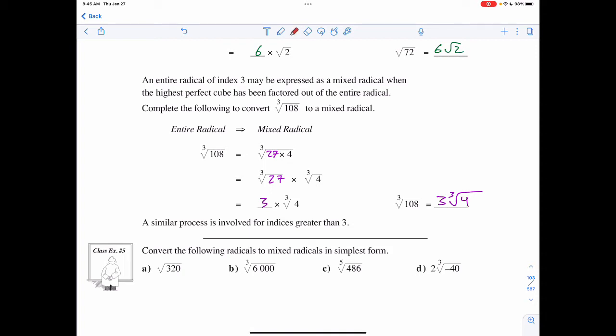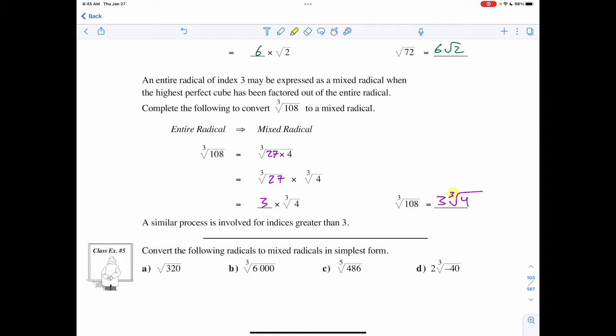Please, please, please don't forget to write the index at the end here. It is amazing how many people will lose marks or get it wrong because they always just write the square root symbol or just the radical symbol. They will forget to actually write what the index is at the end.